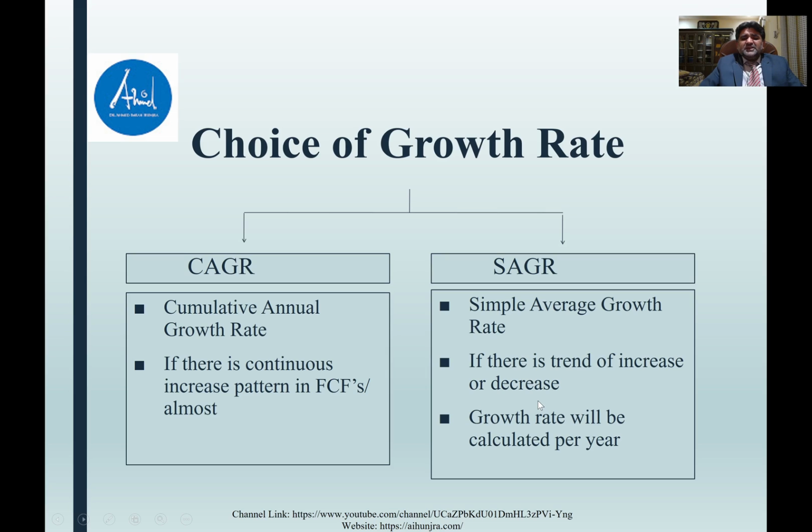And growth rate will be calculated every year because there is a trend between every year's growth rate, because it's increasing or decreasing. Trend means sometimes it increases, sometimes it decreases, and that's why we calculate the rate on a yearly basis. So if it's not having the trend, then we go for CAGR. If there is no trend, meaning the cash flows growth rate is going in one direction, we can use the cumulative annual growth rate.